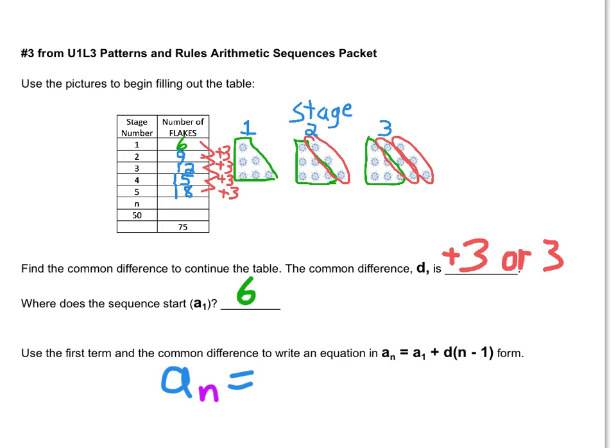a sub 1 we said is 6. But then it says plus d again. Because it's a plus, it really just means whatever that number is, that number. So since d is going up by 3, we're going to say plus 3. It then has a parenthesis, and then n minus 1, and finally another parenthesis. So my equation is a sub n equals 6 plus 3 times the quantity n minus 1. That quantity means parentheses around the n minus 1 part.